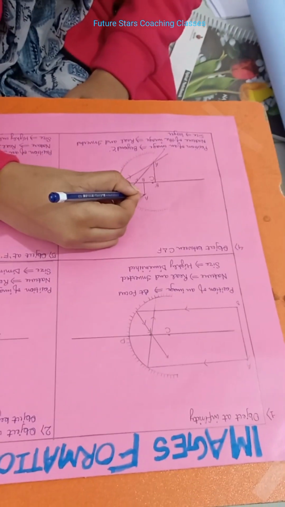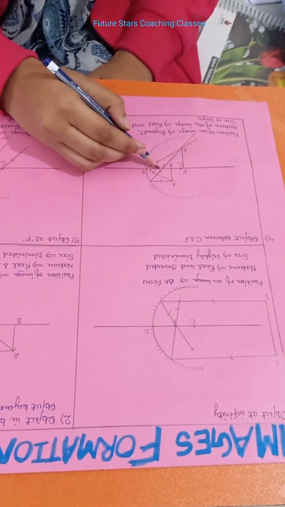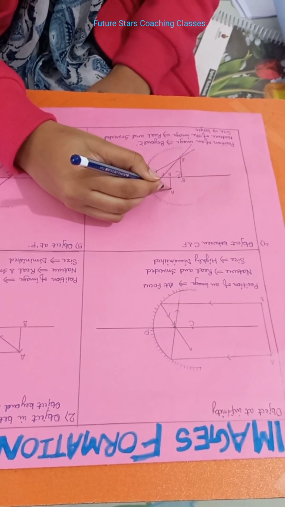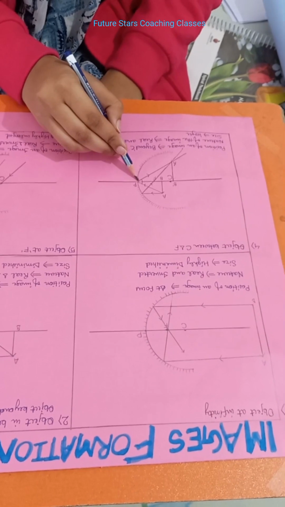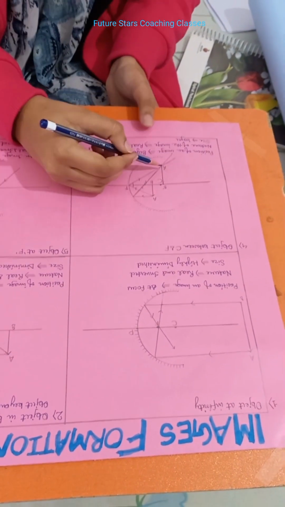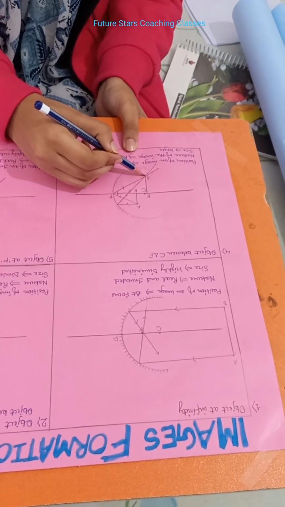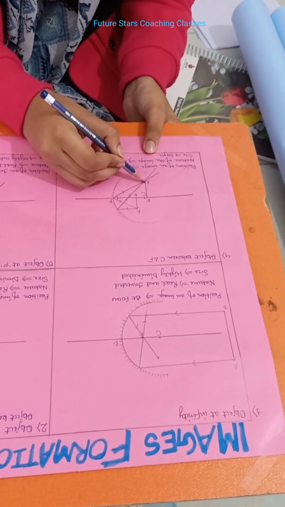We are taking the parallel line and it goes through the focus. Another line from the head, the top of the object, is coming onto the pole, and then it's going from here. So we can see the two lines are intersecting each other at this point. So at this point the image is going to form.